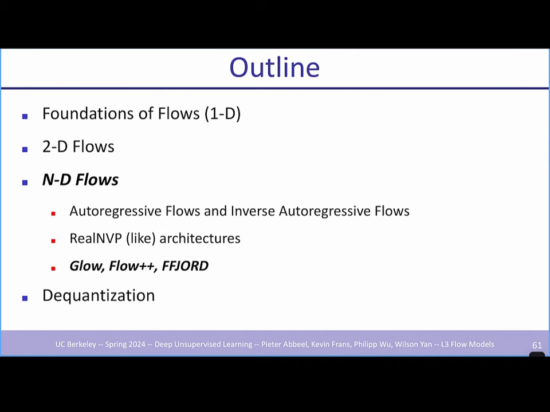So RealNVP and autoregressive models, those are the two main ideas that had worked well for flows, but none of it had worked super well. Then the Glow, Flow++, and FFJORD papers came about that made things work as well as the best models of other types at the time. Yes?